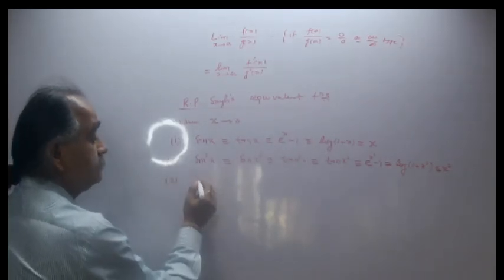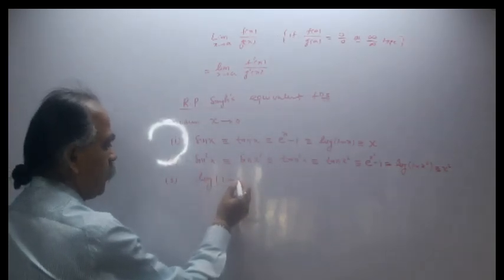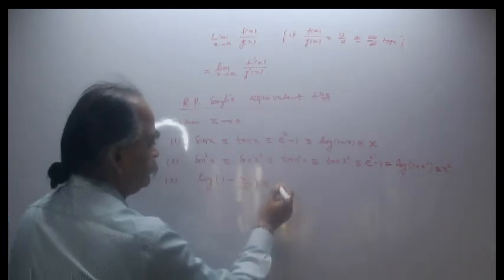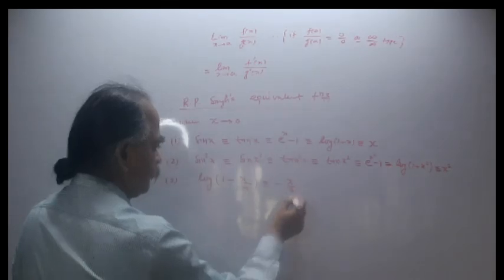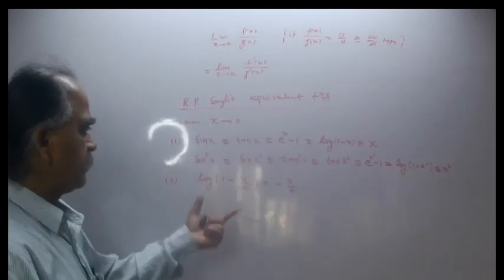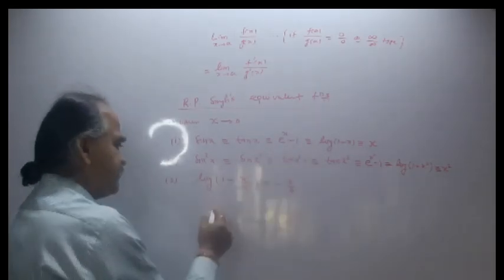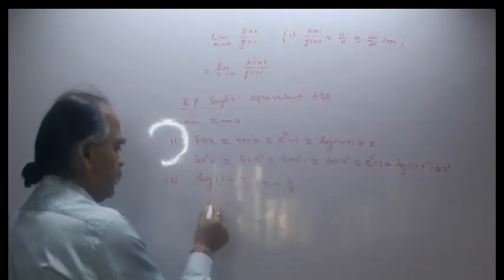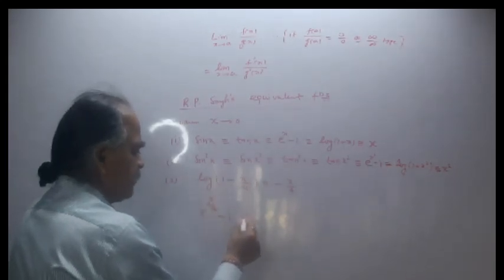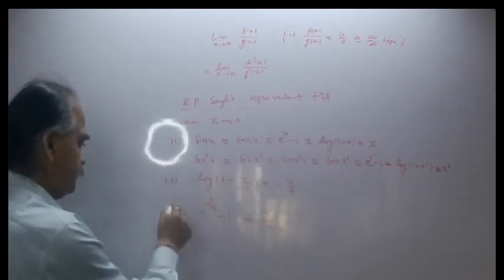Number 3, log 1 minus x by 4 will be equivalent to minus x by 4, and so on. Now you have followed, we can replace tan or e raised to x by 4 or x square by 4 minus 1, which will be equivalent to x square by 4, and so on.